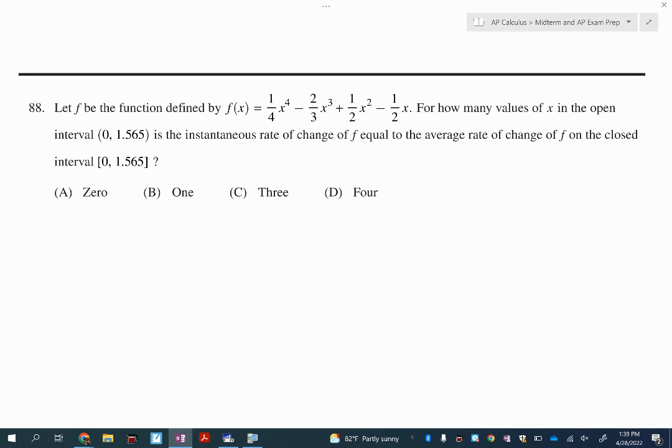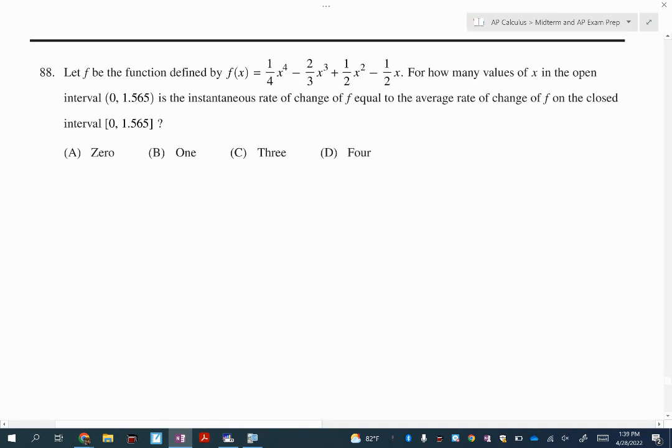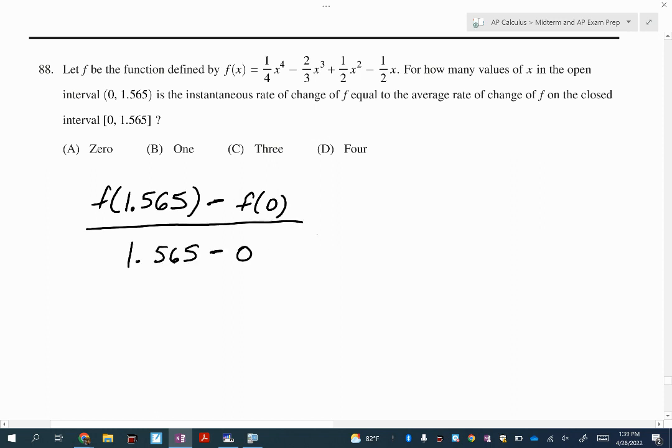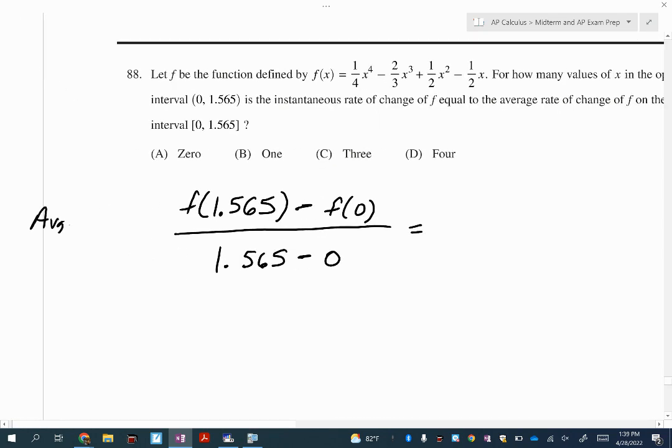And the average rate of change, all right, where are they equal to each other? So let's first find the average rate of change. I think we can find that a little bit simpler. The average rate of change is going to be f of 1.565 minus f of 0 over 1.565 minus 0.